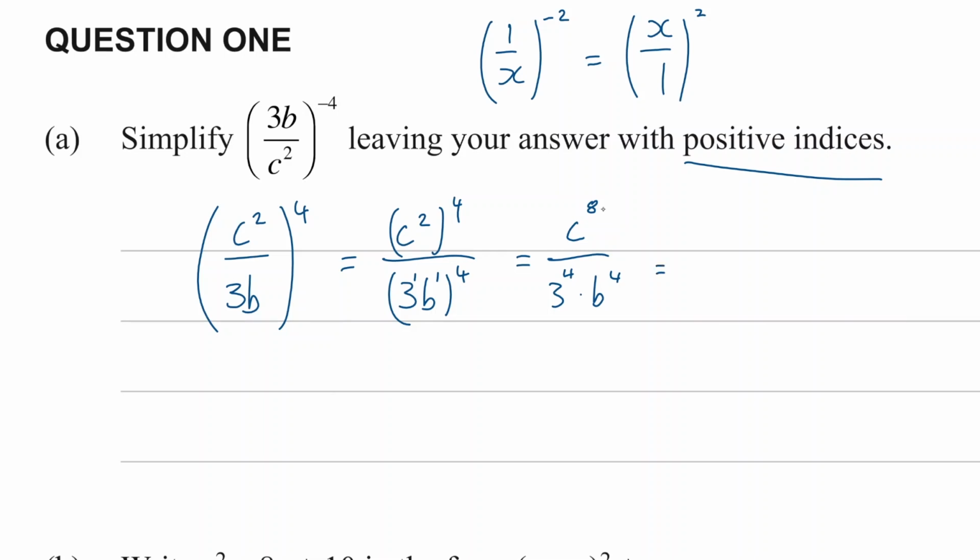Finally, just looking at the numbers, so 3 to the power of 4, right? It's not a variable, it's just a number. So that's 3 times 3 times 3 times 3, which is 81. And c to the 8 and b to the 4, we can't cancel those or simplify because they are different variables. So they just stay as is. And we're left with c to the power of 8 divided by 81 times b to the power of 4.